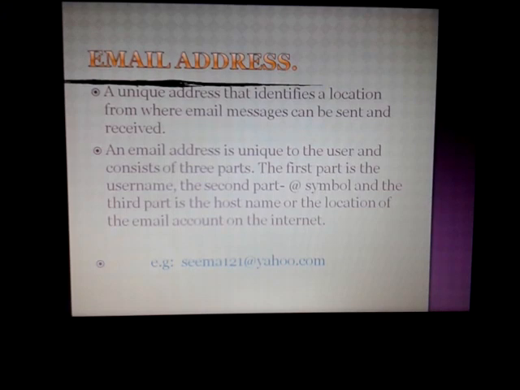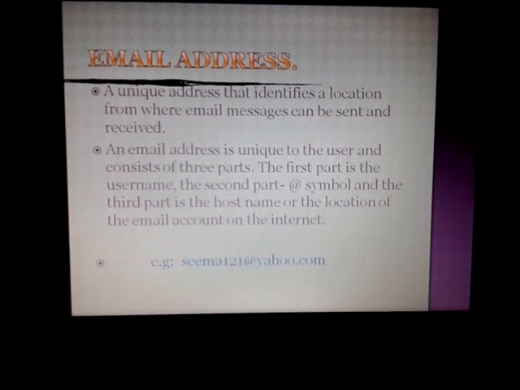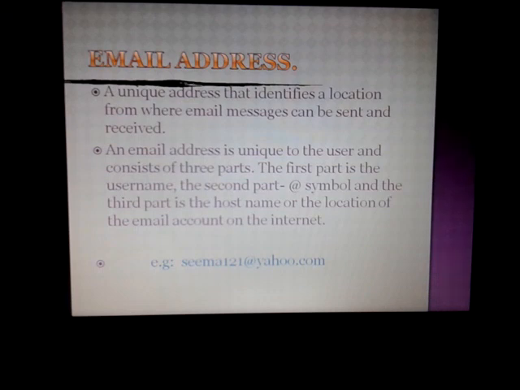Now, the email address. What is an email address? Before sending any message or anything to another person, you should know the perfect address of that person in order to deliver the product. The same is the case here. An email address is a unique address that identifies a location from where email messages can be sent and received.